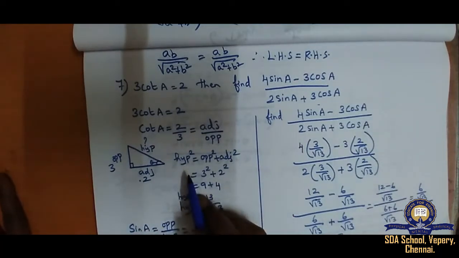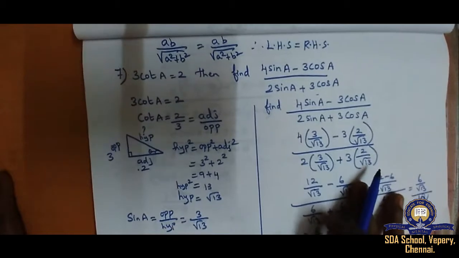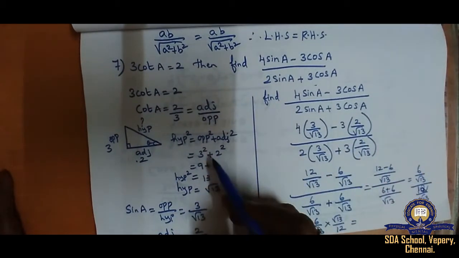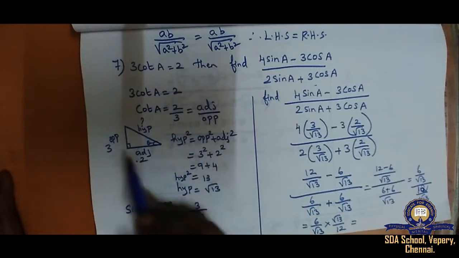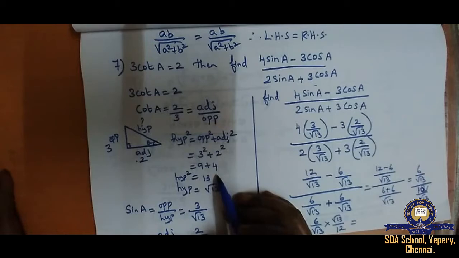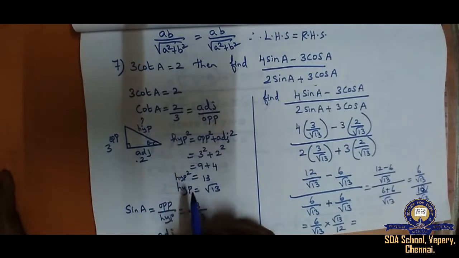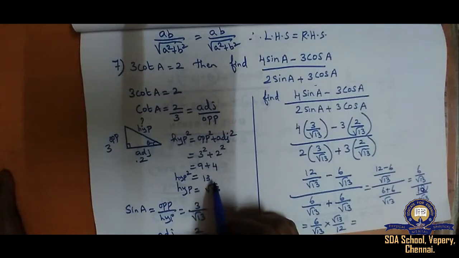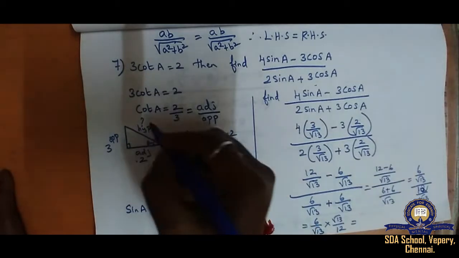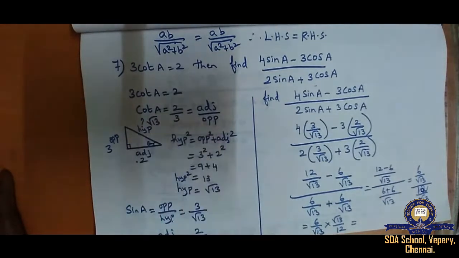So write the formula. Hypotenuse square is equal to opposite square plus adjacent square. Opposite is 3 square plus adjacent is 2 square. So 3 square is 9, 2 square is 4. 9 plus 4 is 13. So we need only the hypotenuse value. Hypotenuse square is 13. We cannot split this one, so the square comes to this side. It is root 13. So now the hypotenuse value is root 13.